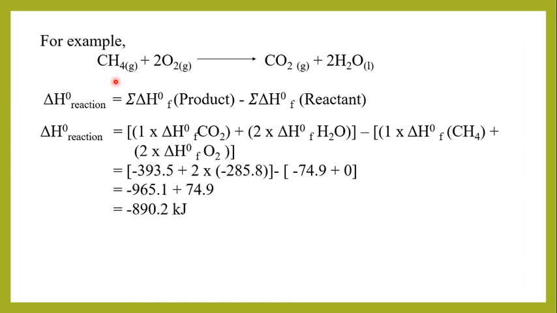So here we have taken the example of combustion of methane. In this, we know that delta H naught of reaction is equal to summation of delta HF naught of products minus summation of delta HF naught of reactants. Now we are going to put the values. The stoichiometric coefficient of carbon dioxide is 1. So 1 multiplied by enthalpy of formation of CO2 plus 2 into delta HF naught of H2O, since the stoichiometric coefficient of H2O is 2. So these are the product terms. Now minus reactants. The stoichiometric coefficient of methane is 1. So 1 multiplied by standard enthalpy of formation of methane plus 2 into standard enthalpy of formation of oxygen.